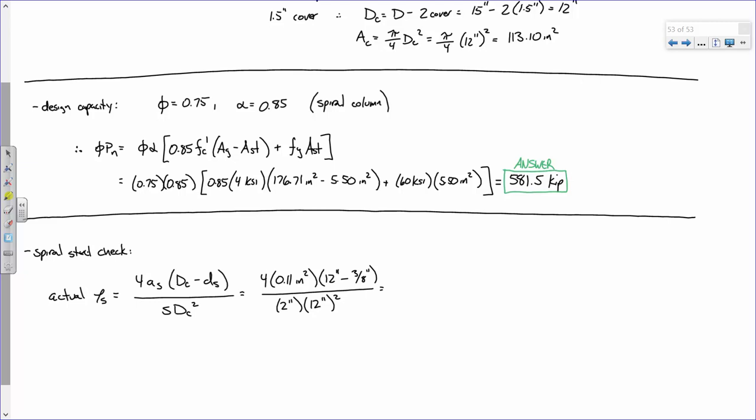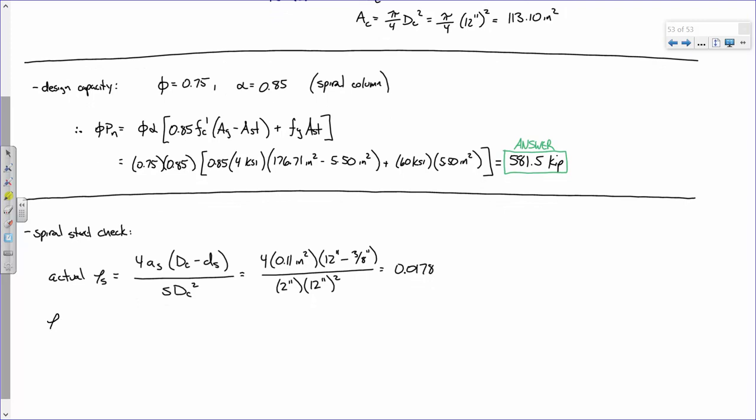Now, just so you're aware, this is a reinforcement ratio, so you're going to get a small number. It's not going to be 7, it's going to be like 0.00 whatever. Do I have a second on that? Okay. Now that's what we actually have in the column right now. Now let's calculate our minimum. So rho s minimum, that's the ACI limit. That's the 0.45.